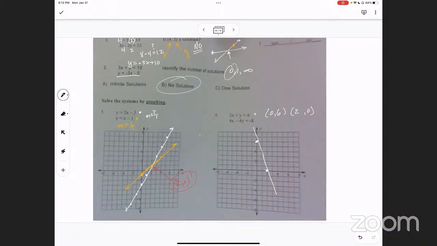I'm using a credit card to do this. Oh, that was ugly. Try that again. It's not great on an iPad to try to do this. Well, that's better. Okay, there's the white line.